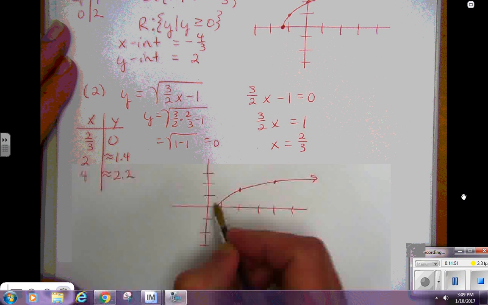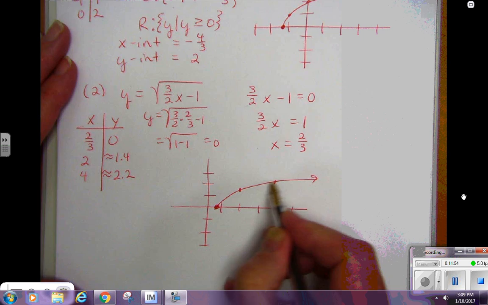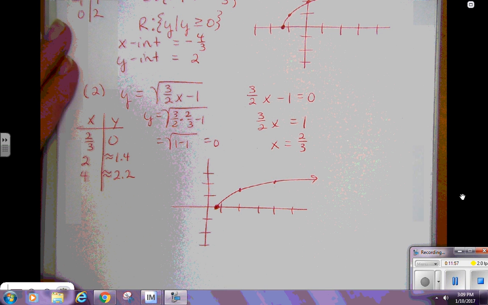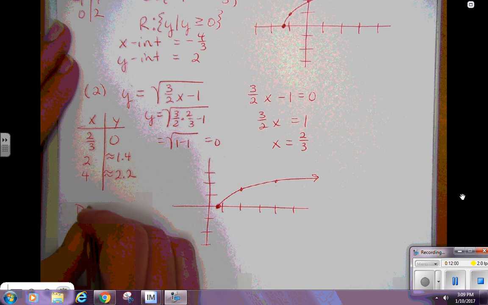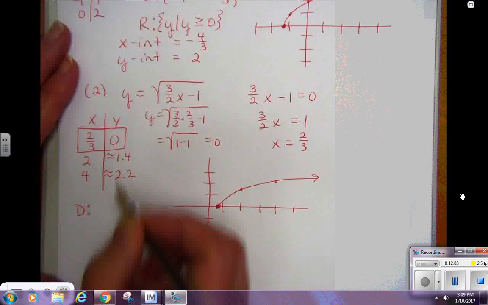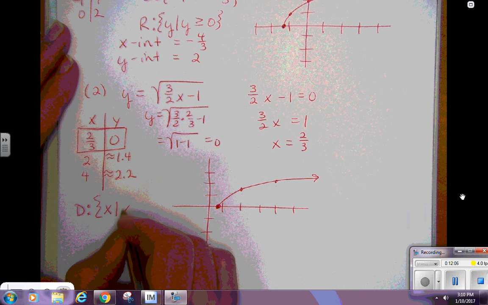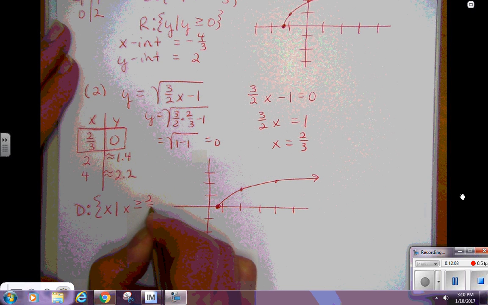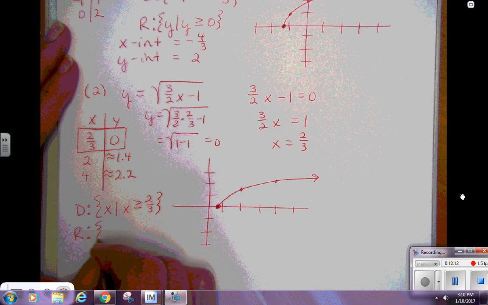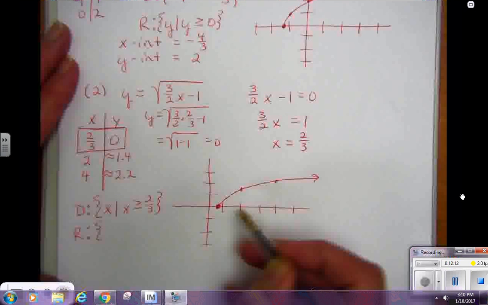It has a definite starting place, and it goes only one direction. You're not going to have a graph where it's going both directions. Okay? So your domain, you get that from your starting point. All values of x so that x is greater than or equal to 2/3. And your range is the y value from the starting point. In this case, it's going above again.